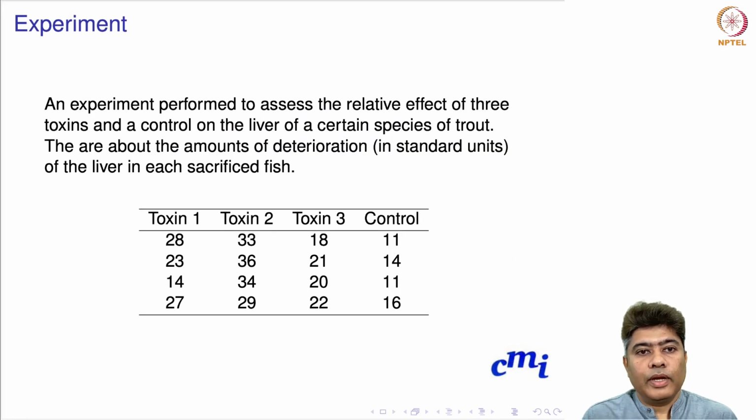In this experiment, we are continuing from the previous video, where we are assessing the relative effect of three toxin groups, toxin 1, toxin 2 and toxin 3, with a control group on the liver of a certain species of trout. We are measuring how the liver condition is deteriorating with the effect of toxin.